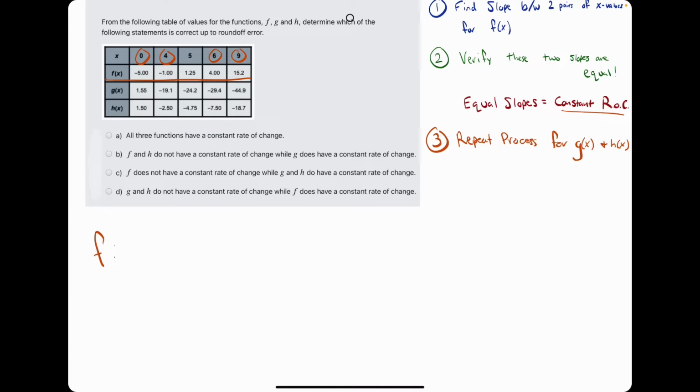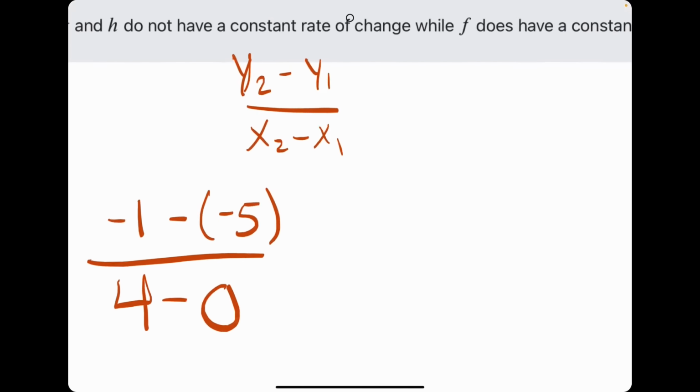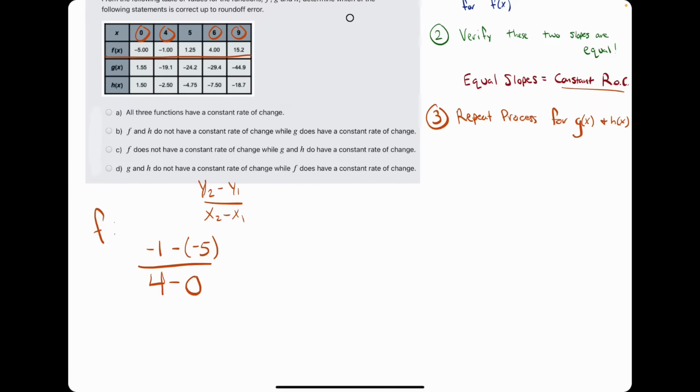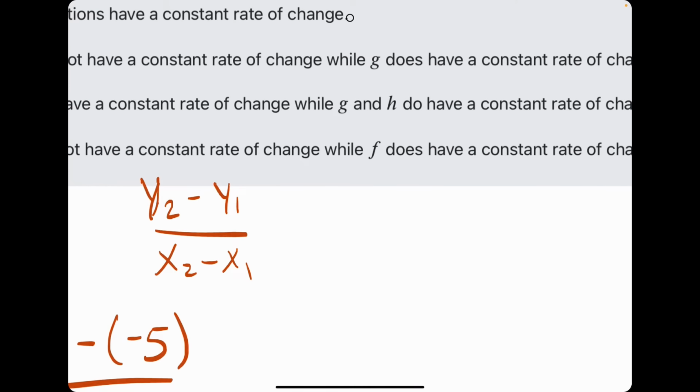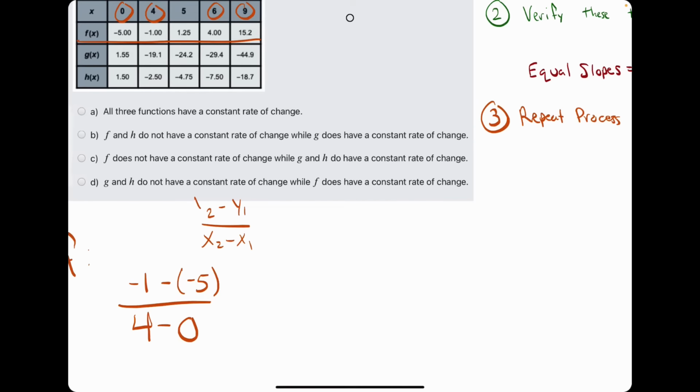We are finding the slope between 0 and 4 first. So keep in mind we're doing the slope formula, so y2 minus y1 over x2 minus x1. So if we do that between 0 and 4, we know that the x values will be 4 minus 0 on the bottom. Then the corresponding y values to 4 and to 0 are -1 and -5 respectively. So make sure, since we're subtracting a negative, to use parentheses around that -5.